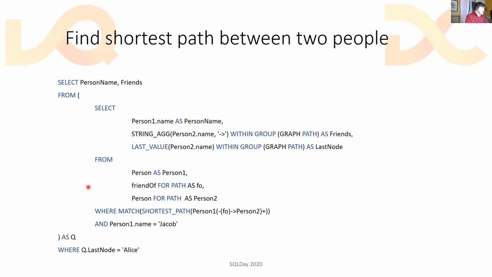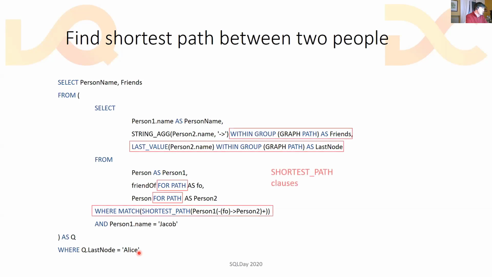So just an example: shortest path between two people. I'm starting from Jacob, and I want to know the shortest path between Jacob and Alice. How many people are between Jacob and Alice? And this is the syntax that I have to use inside my query. String agg: I'm aggregating the names of the people together with an arrow, just to give the sense of the direction of the relationship.